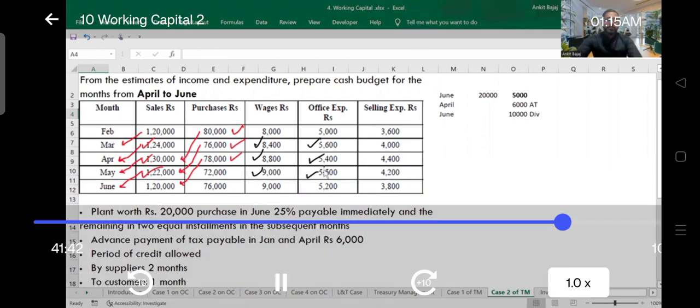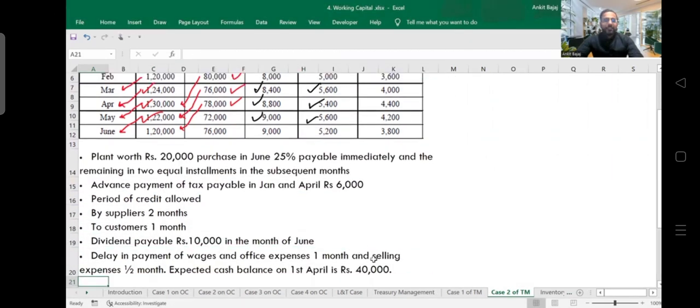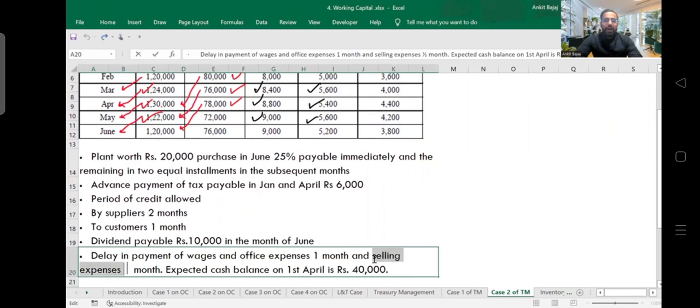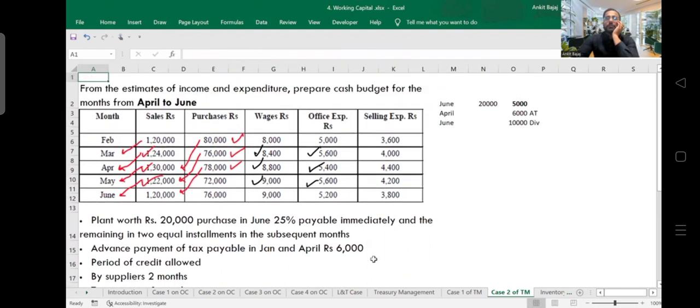Now the next point is given. If you read this point carefully, selling expenses delay is allowed for half month, right? What does it mean? Now just listen to me carefully.